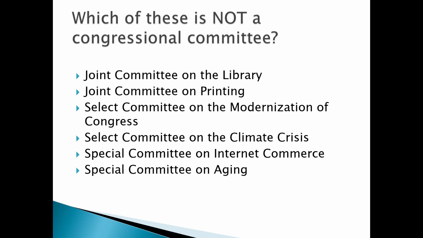committee. So we've got the Joint Committee on the Library, the Joint Committee on Printing, Select Committee on the Modernization of Congress, Select Committee on the Climate Crisis, Select Committee on Internet Commerce, and the Special Committee on Aging. So see if you can guess which one it is. No cheating. We'll find out the answer when we meet in class.